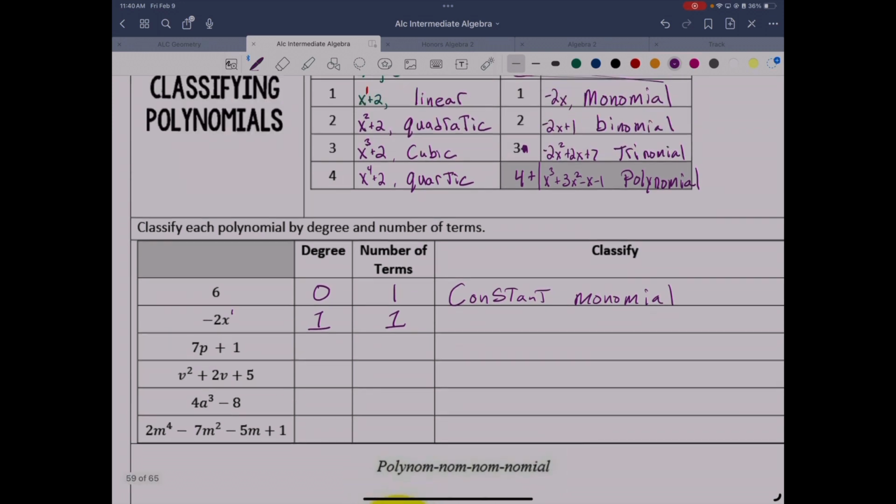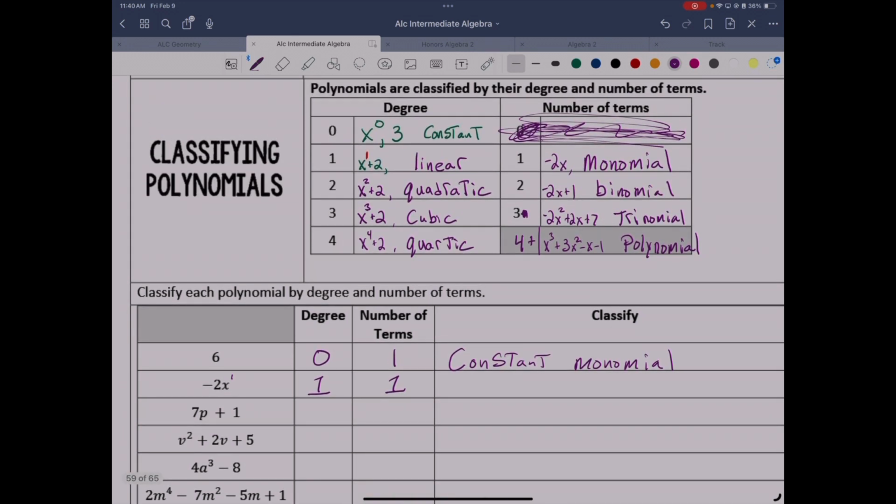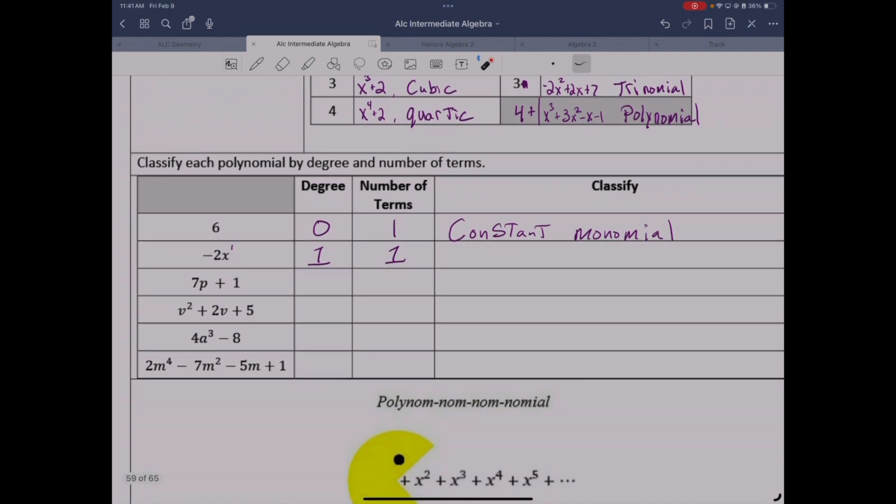Okay, but I didn't clarify that very well. So if we go up top, it has a degree of 1, so that's linear. One term is monomial. So when we classify it, we call it a linear monomial. And we're done.